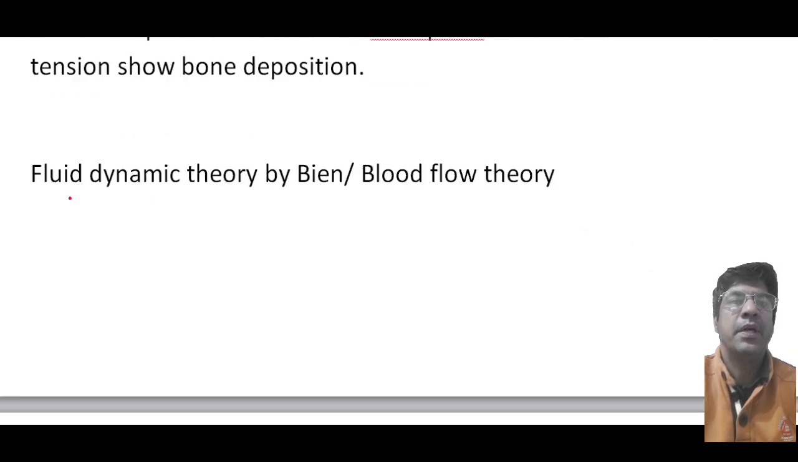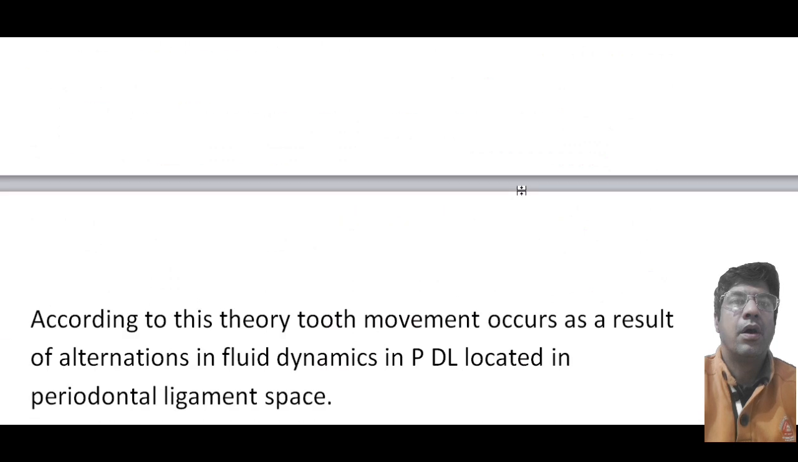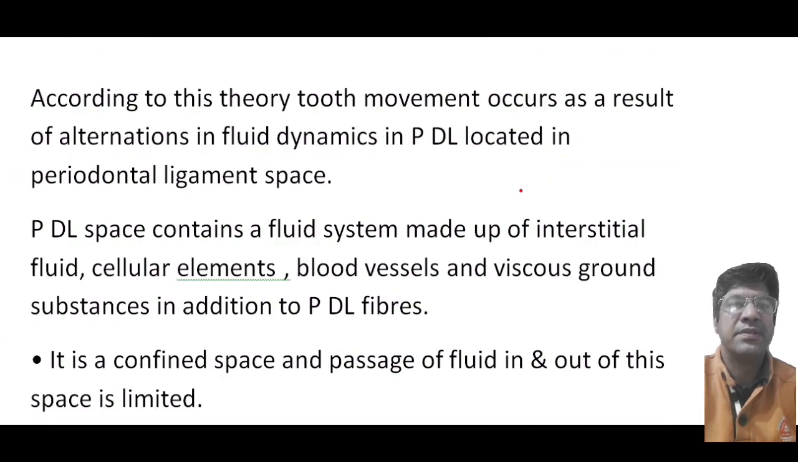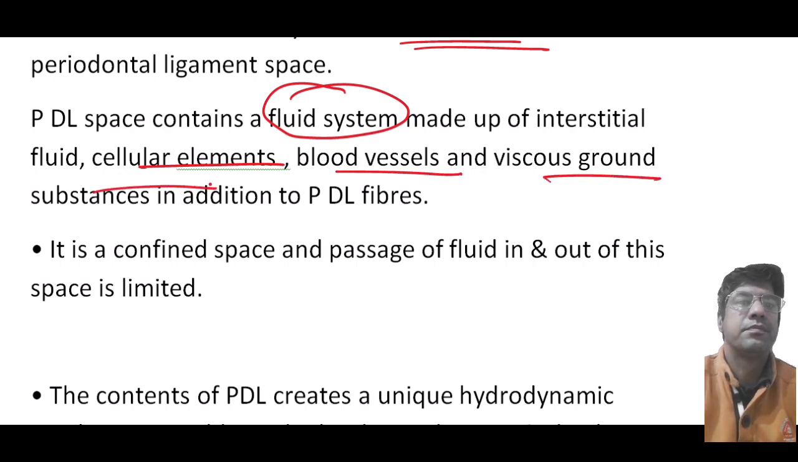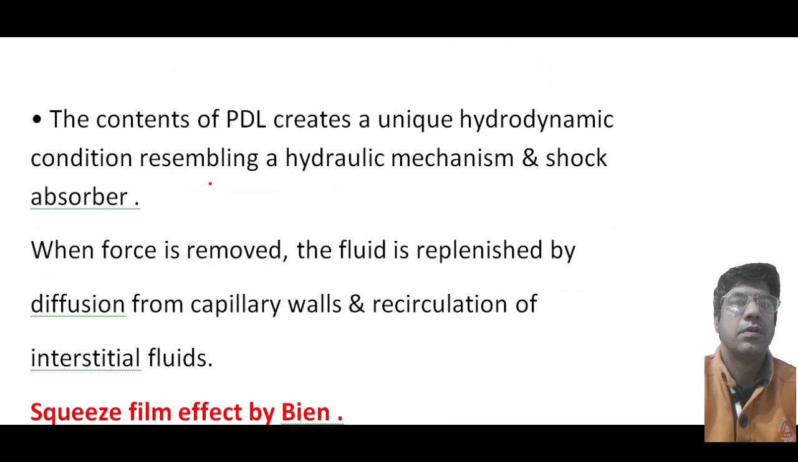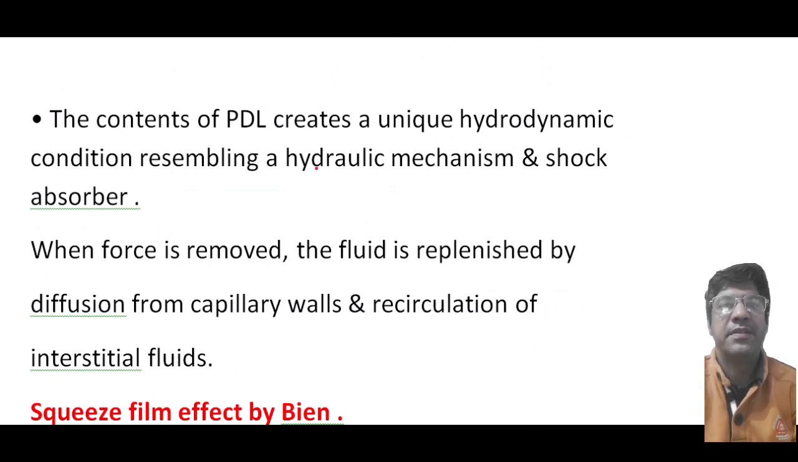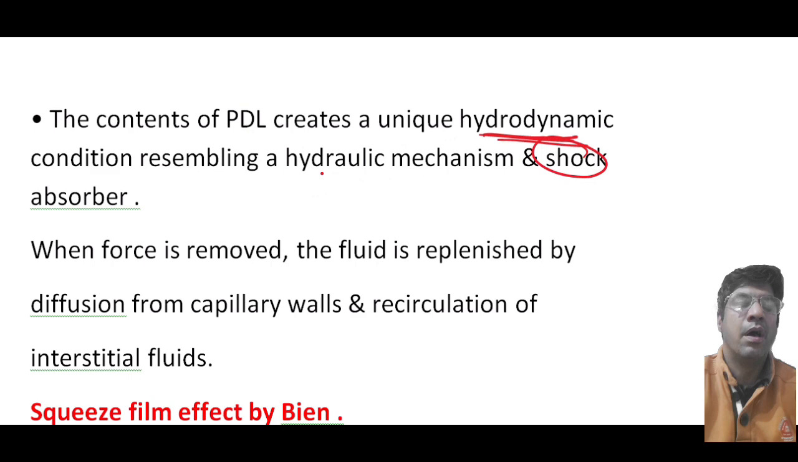The fluid dynamic theory was given by Bien. According to this theory, the tooth movement occurs as a result of alteration in the fluid dynamics in the periodontal ligament. The periodontal ligament contains fluid, cellular elements, blood vessels and viscous ground substance. These contents create a unique hydrodynamic system and act as a shock absorber, and when force is removed, the fluid will be replenished by diffusion from the capillaries.